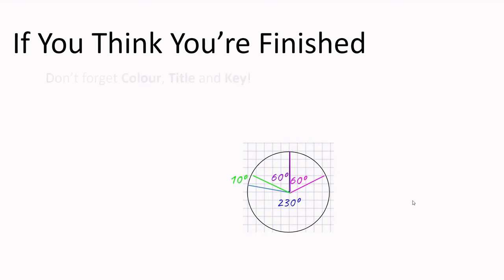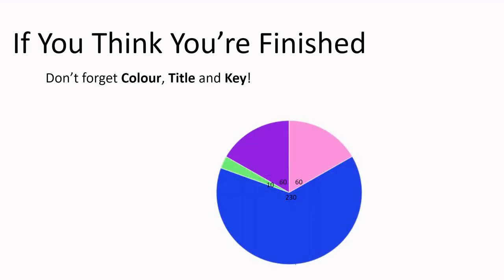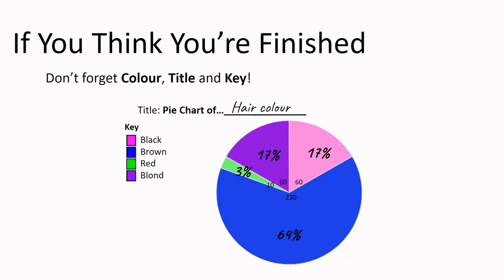What have we forgotten? Don't forget to color in your pie chart and include a title and a key. So let's color that in. I've still labeled my angles here, and you may also want to label your percentages on here if you can fit it. But more importantly, you need a title to explain what this is about. It's definitely a pie chart, and I like to include the type of graph it is, along with what that pie chart's about. It's a pie chart of hair color. And now, I'm sure the hair colors weren't purple, pink, green, and blue, so I'd better include a key. That's for black, brown, red, and blonde hair.